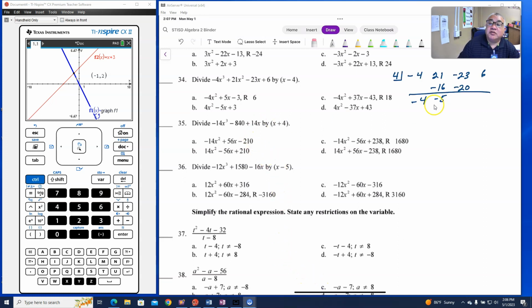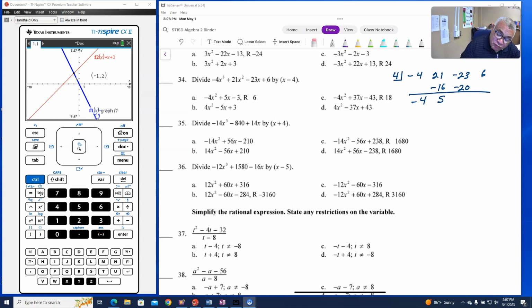I want to make sure that I do this correctly. So it's -4, 21, -23, and 6. 4 times -4 is -16. So 21 plus -16 is 5. So this is 5.